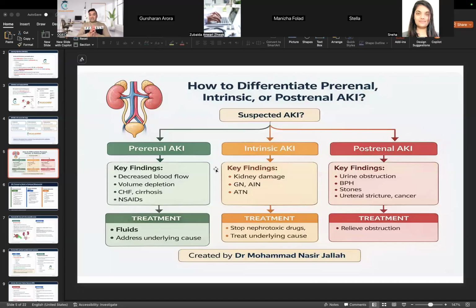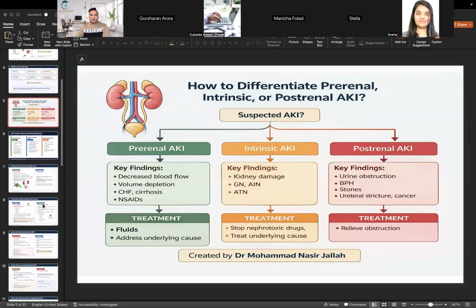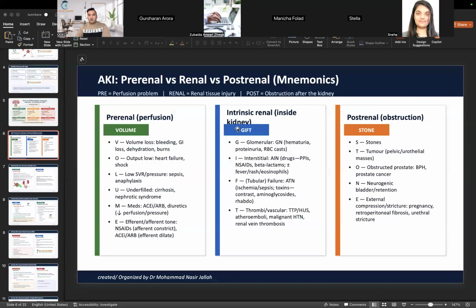It could be a neurogenic bladder. It could be benign prostatic hyperplasia. It could be tumor. It could be a stone. So whatever it is, I have to open the way. I have to decompress. Okay. So if you know this flow chart, you should be good. You know everything about acute kidney injury. Not everything, but almost everything that you are required to pass an exam.